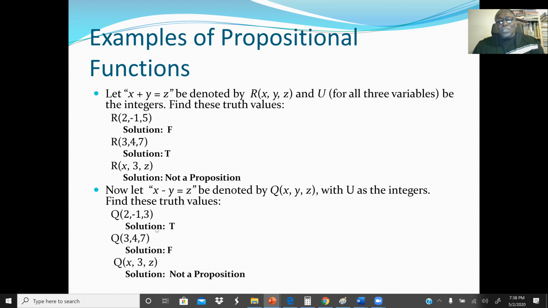So let's see the first example. We say Q(2, -1, 3). This is true. Why? Because 2 minus -1 will give me 3. 2 minus -1 becomes positive, so 2 plus 1 is 3. So that's true. Now Q(3, 4, 7): 3 minus 4 is not 7. 3 minus 4 should give me -1, so this is false. Here again, we have variables, so we cannot decide. It's not a proposition.